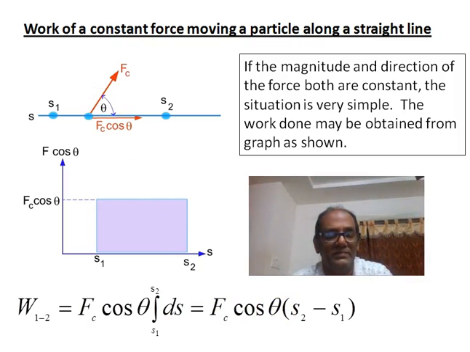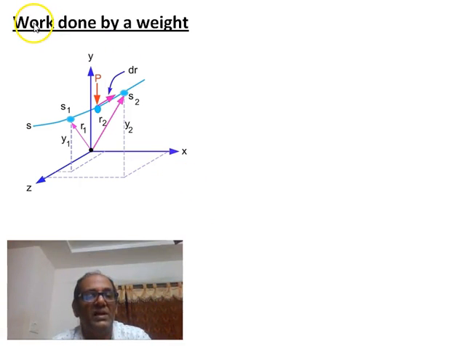As an example, we'll see what is the work done by a weight as the particle moves along a curved path S from S1 to S2. When S is equal to S1, the radius vector or position vector is R1 from here to here, and similarly it is a vector from here to here, R2 bar. When it is at S equal to S1, the elevation from the XZ plane to the point, that is Y1, is given here. Similarly, the elevation from the XZ plane is given to be Y2.